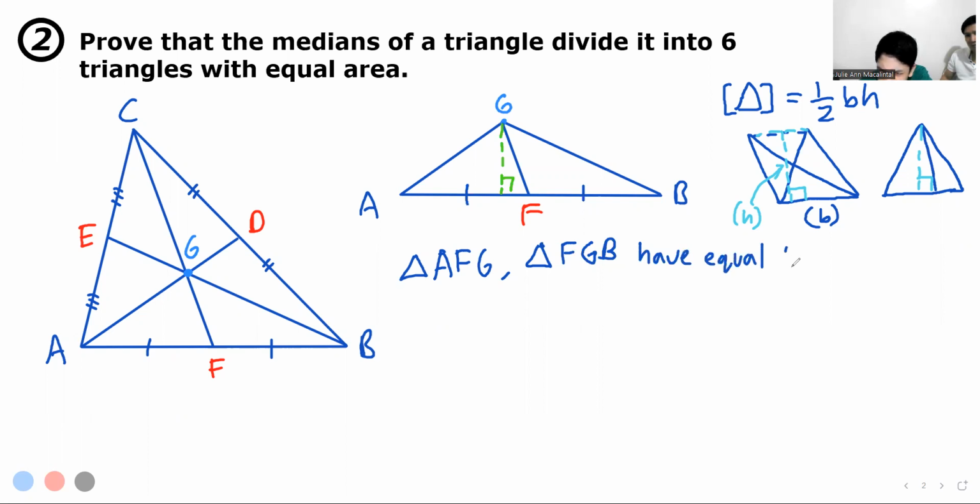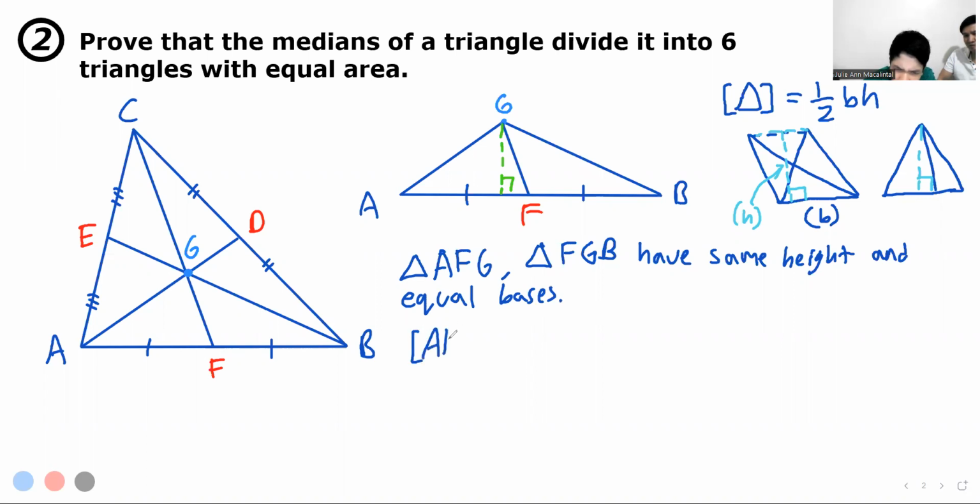Equal heights, same height and equal bases. They have exactly the same altitude and equal bases. So therefore, the area of AFG is equal to the area of FGB.